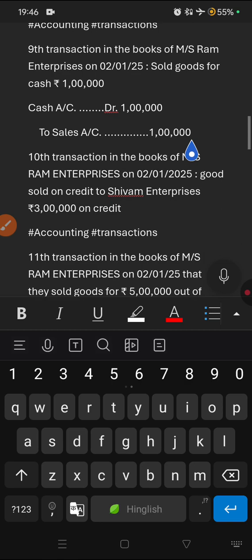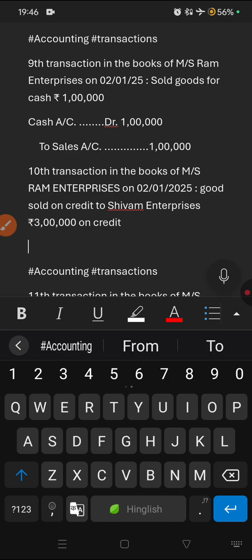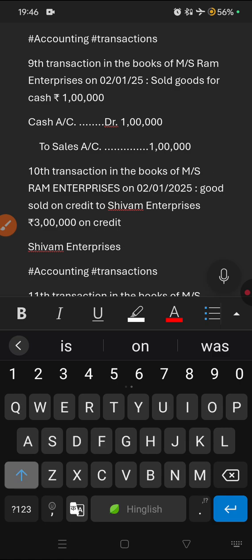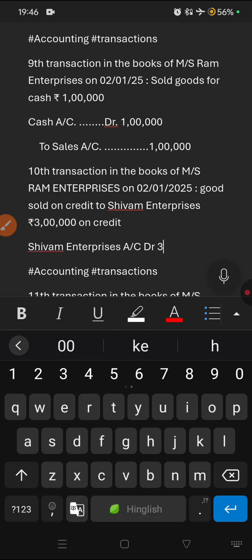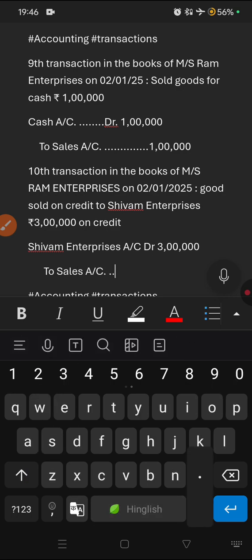Now the 10th transaction in the books of Mrs. Ram Enterprises on 2nd Jan 2025: goods sold on credit to Shivam Enterprises. So here again the goods are being sold, so sales account is an income, shall be credited, while Shivam Enterprises is our debtor and an asset, they are increasing, so they shall be debited. So journal entry shall be Shivam Enterprises account debit. How much rupees? 3 lakh, if I am not wrong. Yes. Okay, just take 3 lakh to sales account, 3 lakh.